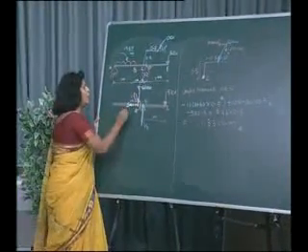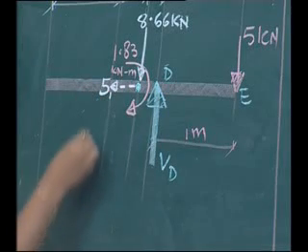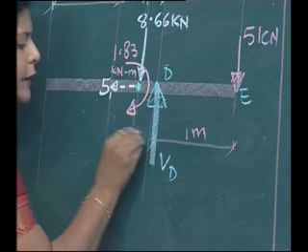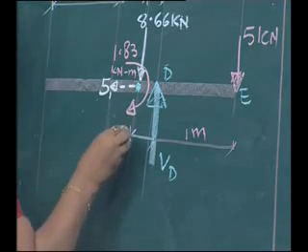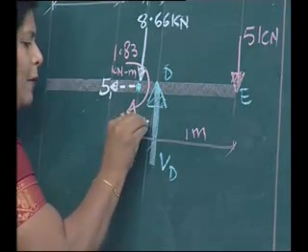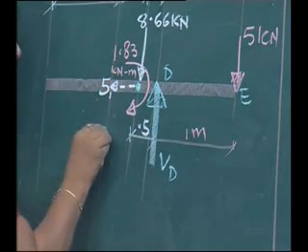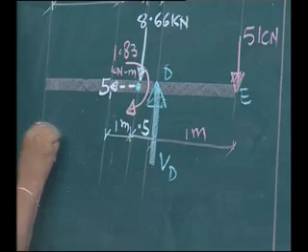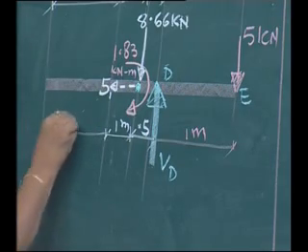Then we come to our point B. So, at point B we have got a UDL. So, this distance I will specify, this distance is 0.5 meters, then this distance is 1 meter, again 1 meter we have got a UDL acting.